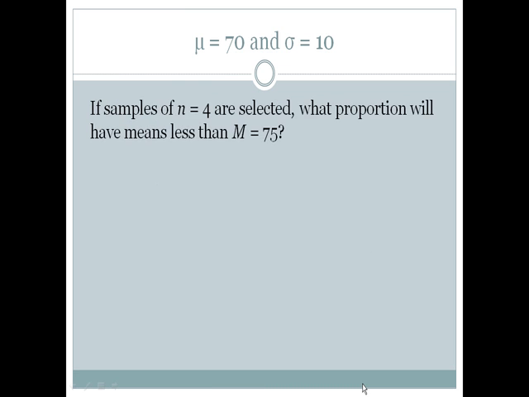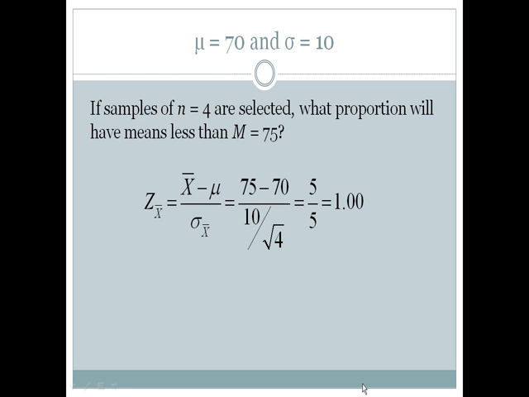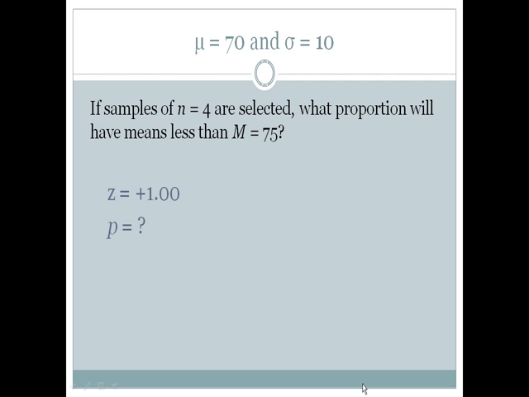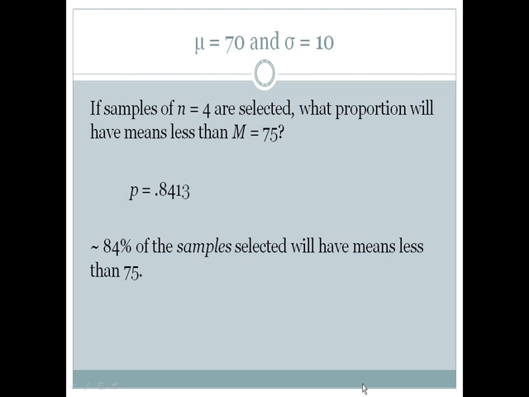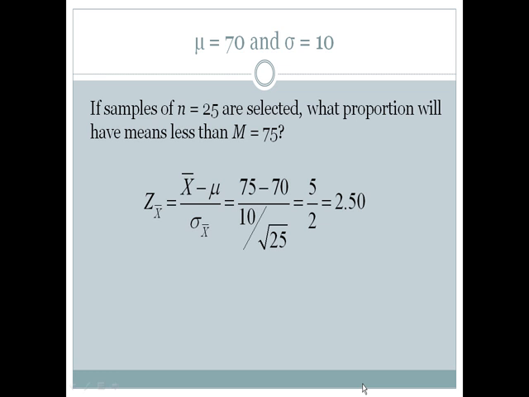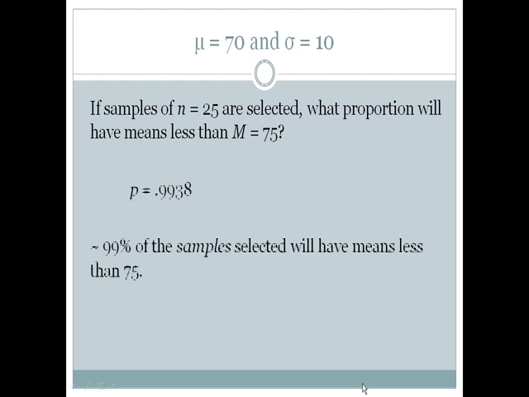Obviously dealing with the distribution of sampling means, we use our z-score equation for the distribution of sampling means. And first, we find a z-score equal to 1.0. Using the unit normal table, that matches to a probability of 0.84. We go through the same procedure for samples of n equals 25. And we find a probability of 0.99.